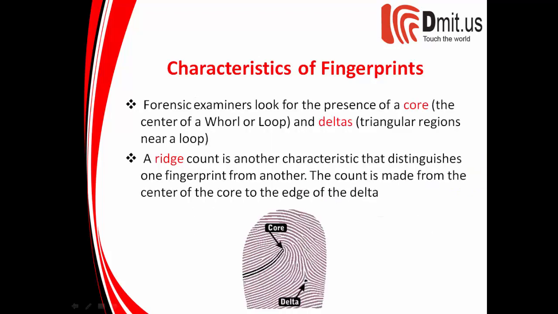So, we're going to continue on, and here's another thing that forensic examiners are going to look for. They're going to look for the presence of the core. It's the center of a whorl or a loop. The deltas are usually near the loop, but the core itself enables them to perform another type of quantitative analysis called a ridge count. The ridge count is another characteristic that distinguishes one fingerprint from another. Basically you start at the center of the core and you count the number of ridges until you reach the delta. That's going to be fairly unique from person to person.